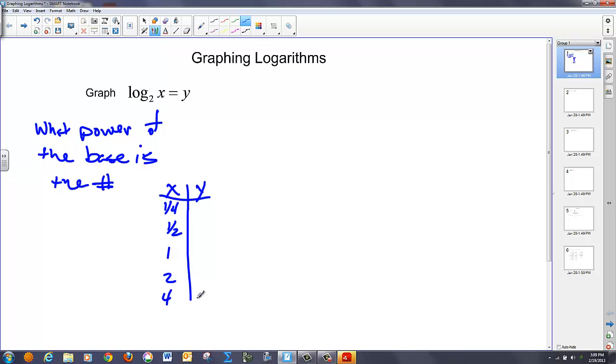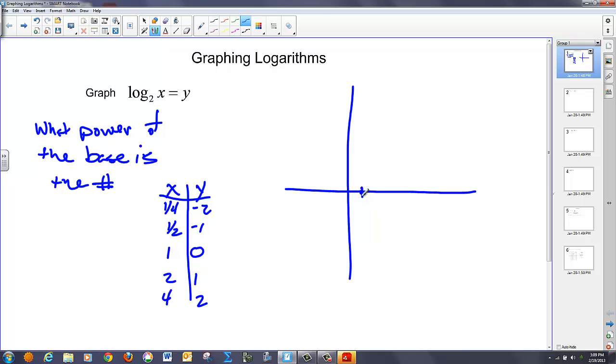What power of 2 is 4? 2. What power of 2 is 2? 1. What power of 2 is 1? That's a 0 power. What power of 2 is a half? That's -1. And what power of 2 is a quarter? That's -2. So then I'm going to take and graph this.